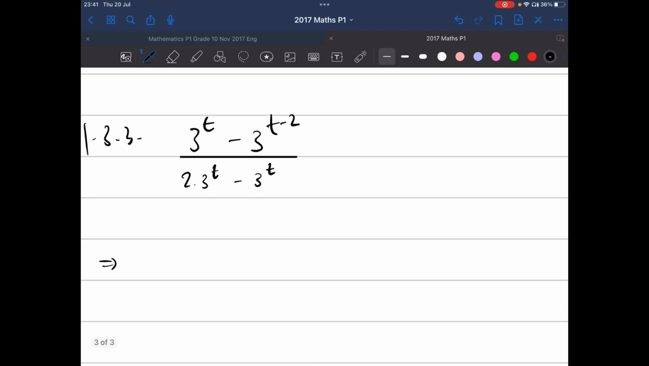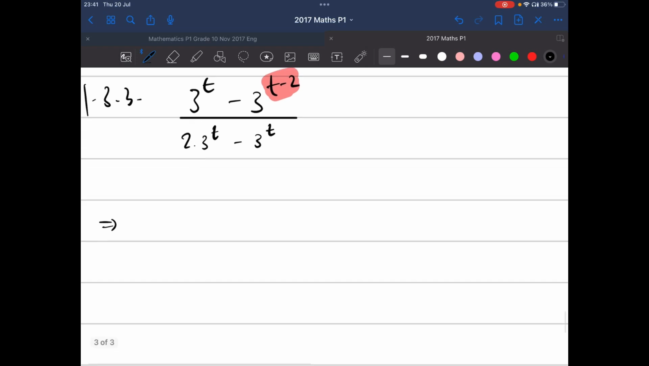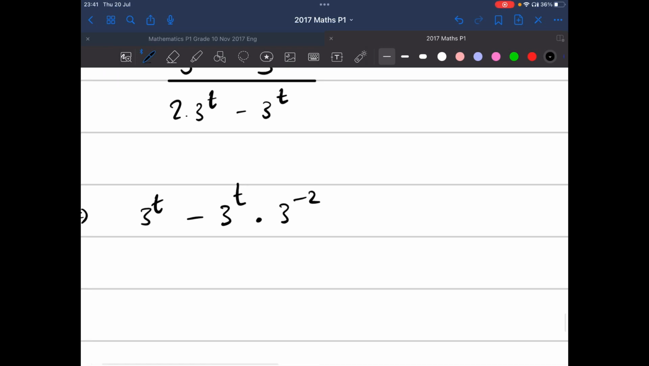So the first thing to do with questions like this is to identify ones that have these more complex exponents. So you can see there we have 2 terms in the exponent instead of 1. So let's write that first one down like normal, but then for the second one we can now break this apart. So instead of writing 3 to the power of t minus 2, we'll have 3 to the power of t multiplied by 3 to the power of minus 2.